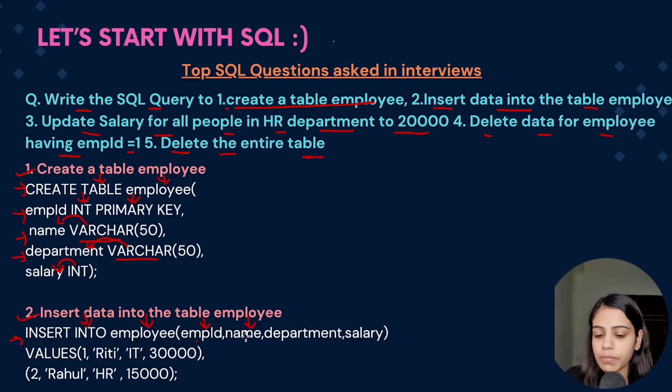So the first data would be inserted in employee ID, the second in name, the third in department and the fourth in salary. So again we provide values, the values which we need to insert in these particular columns. So now 1 is inserted in employee ID, Reeti is inserted in name, IT is inserted in department and 30,000 is inserted in salary. In the same way we provide for the second value, that is 2, Rahul, HR and 15,000. So in this way we have inserted values in our table.